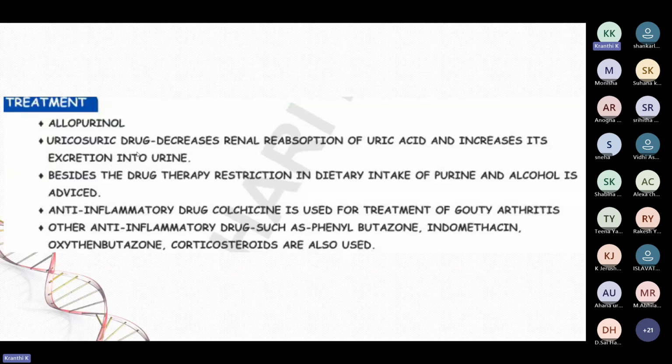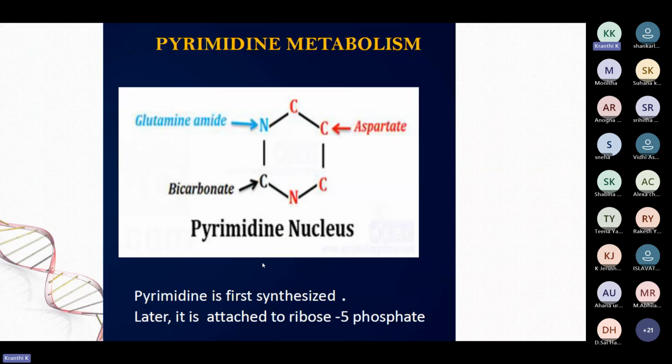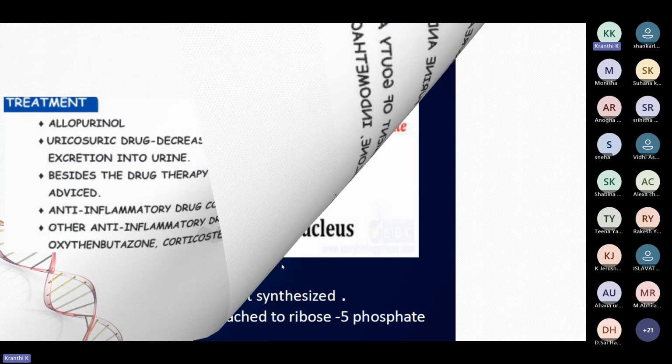Then how to treat? Already I told you, allopurinol. Then when there is any pain, we should use colchicine. Then drug therapy also we need. Some corticosteroids to prevent the inflammation temporarily, and the steroids also we have to give. Okay, so that is about the purine metabolism.